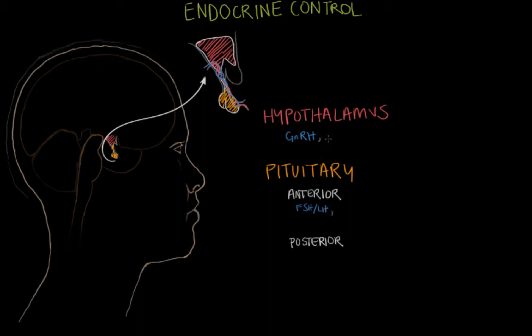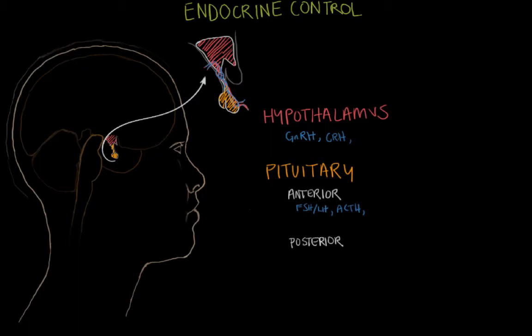Another example of how the hypothalamus controls the pituitary gland, which ultimately controls the endocrine glands, is corticotropin-releasing hormone. And corticotropin-releasing hormone stimulates the anterior pituitary's release of adrenocorticotropic hormone, ACTH. Adrenocorticotropic hormone goes down to the adrenal glands, and it stimulates the adrenal gland's release of its hormones.